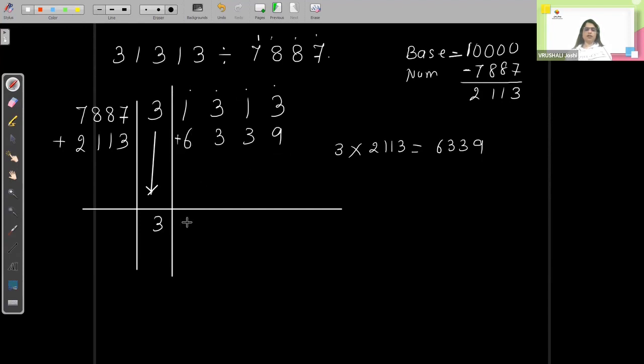And now you add simply. What's the addition here? 6 plus 1 will give you 7. 3 plus 3 will give you 6. 3 plus 1 is 4, and plus 1 is 5. And this is going to give you 2. So then this is your quotient and this is your remainder. Got it or no?